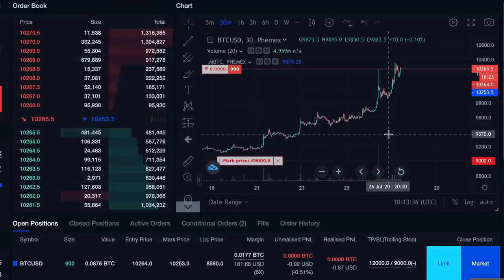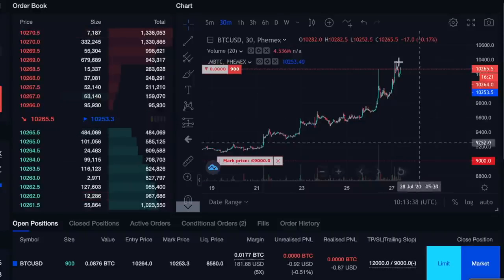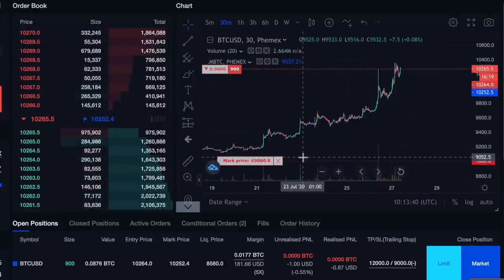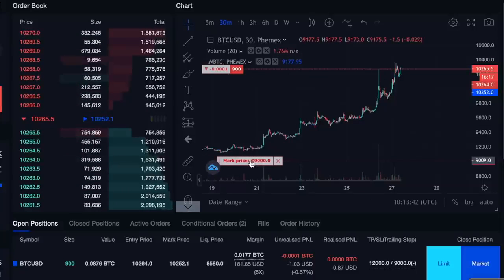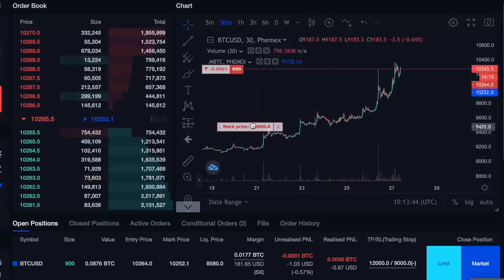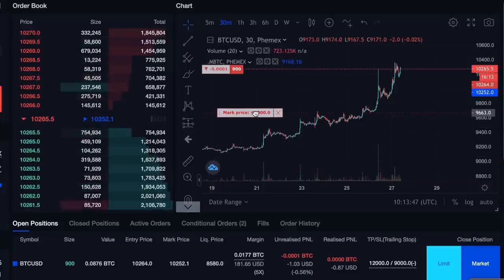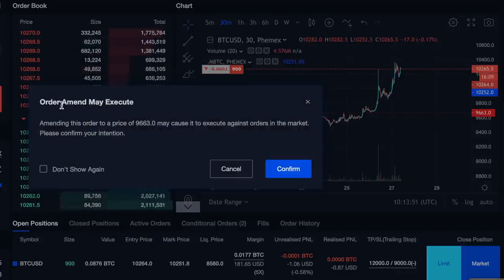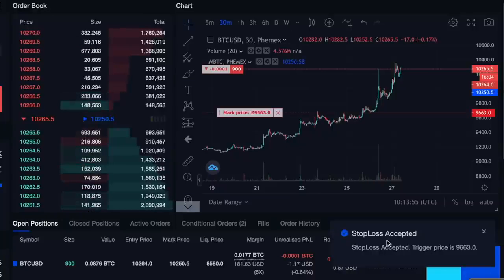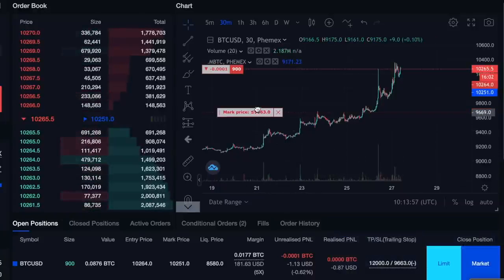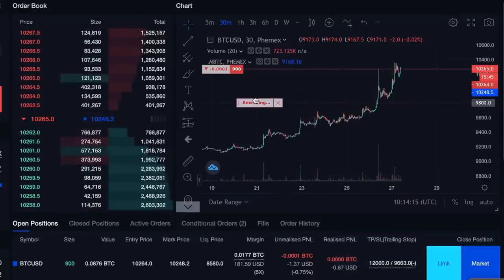Something else that is very cool with Phemex is that if you go up to this chart, which is from TradingView here, you can actually take this stop loss and drag it up like this. Let's say you want to put your stop loss all the way up here at 9.6K. Then drag and drop, and you can see here, order amend may execute. There you go, stop loss is accepted. You can actually change this. This is very, very convenient.